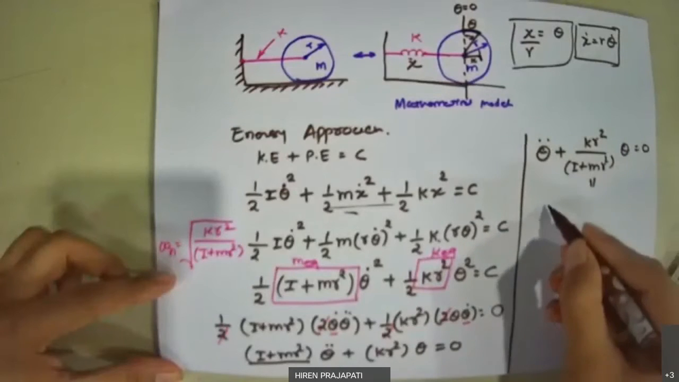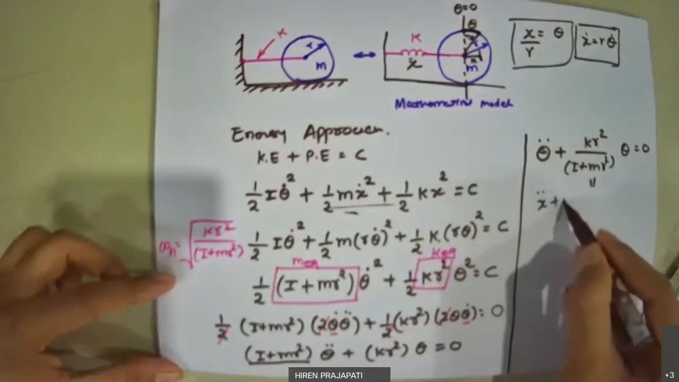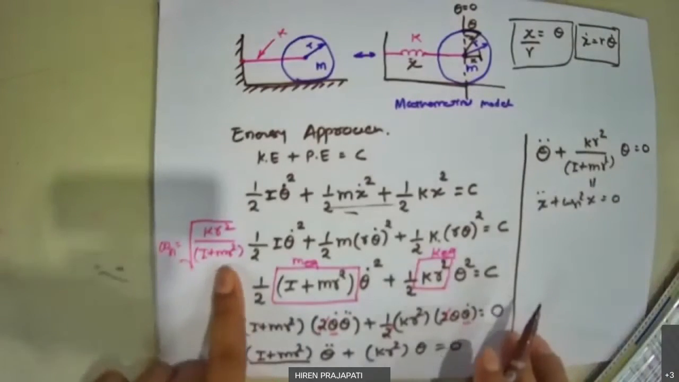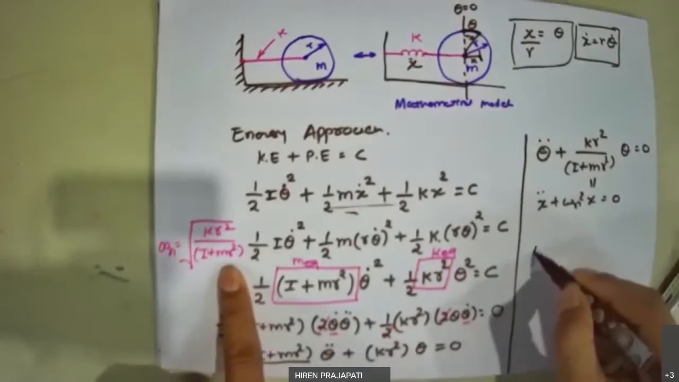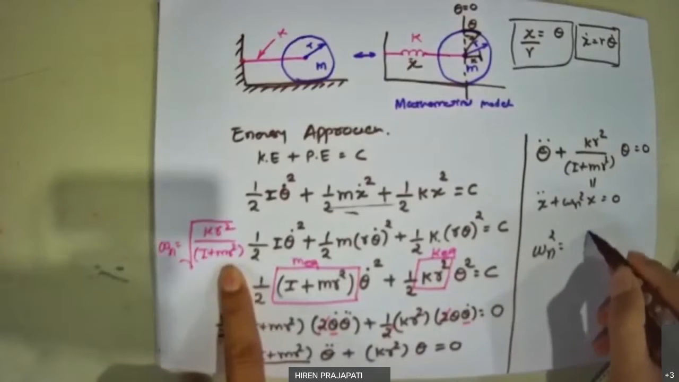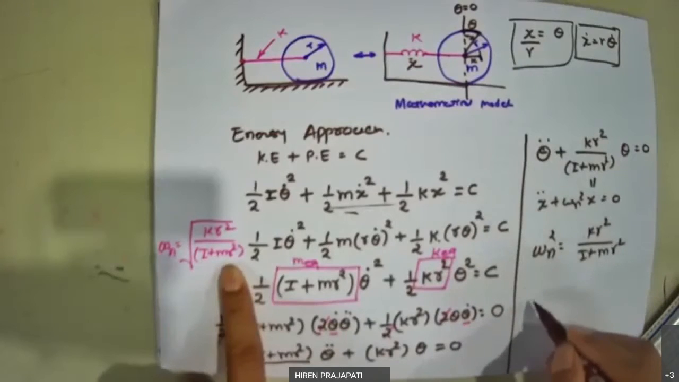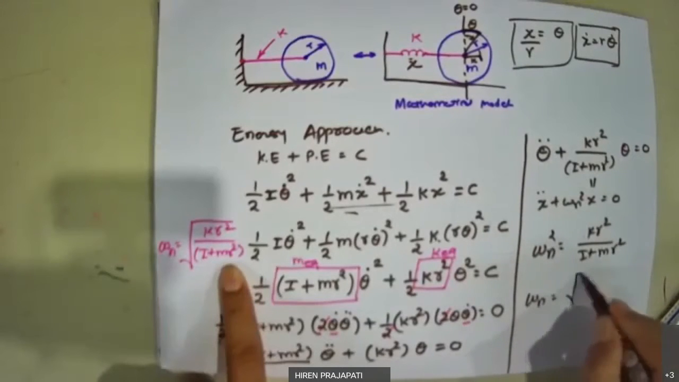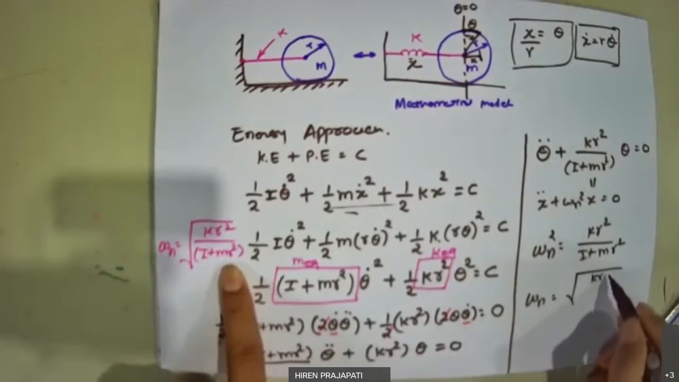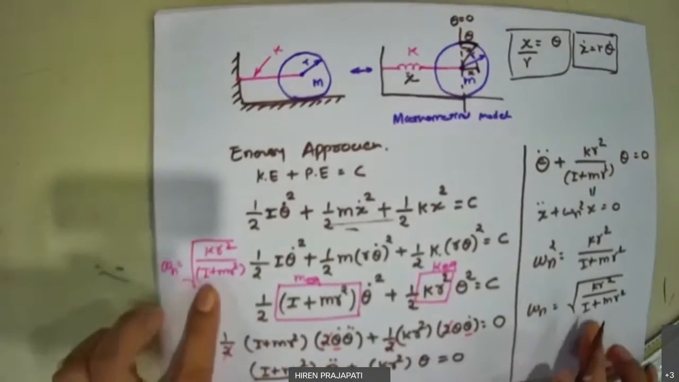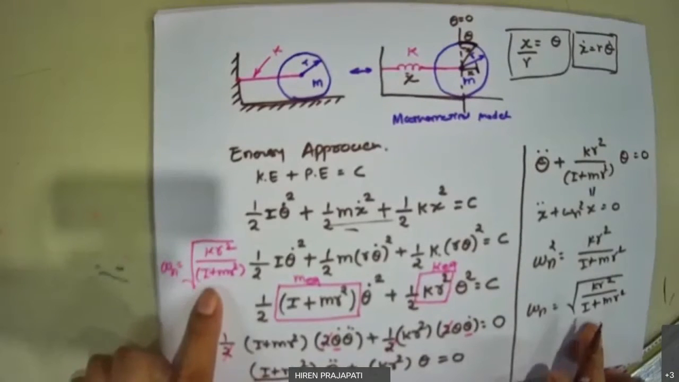Now if you equate this with simple harmonic motion, x double dot plus omega n square x is equal to 0, right? Then this represents what? See here, we can say omega n square is equal to kr square by I plus mr square. Then omega n is nothing but the square root of k r square by I plus mr square. So we got the same result here, which was predicted earlier based on this simple equation only.